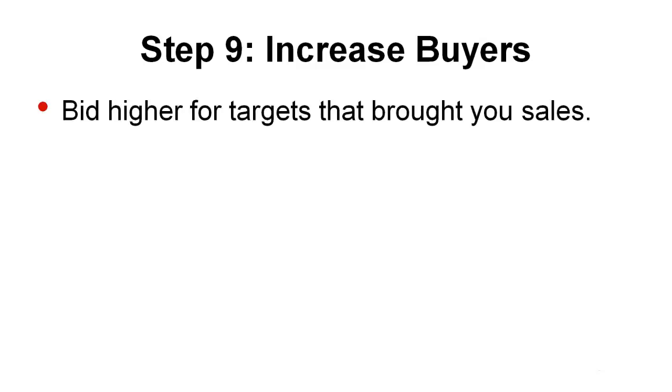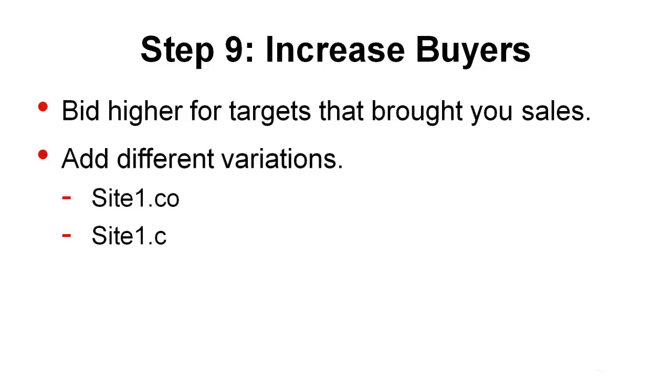Now, the last step will be to increase your buyer's traffic. So let's categorize targets that brought us sales as the buyer's traffic. Now, buyer traffic is worth a lot more than non-buyer traffic. So if we notice a particular URL, a particular target is consistently bringing us sales, we can get more of that traffic by bidding a lot higher on that particular target.